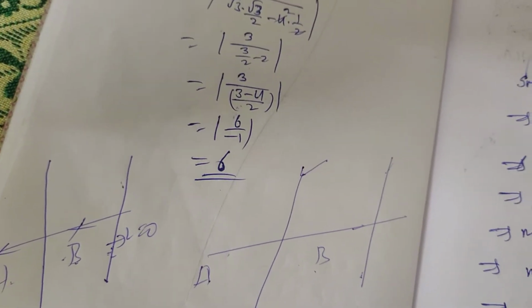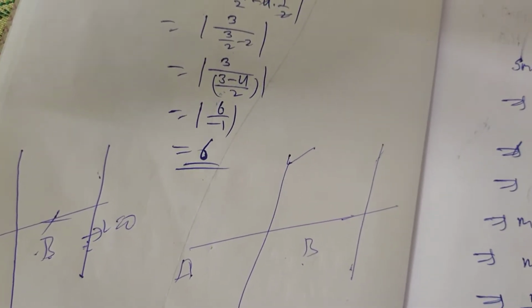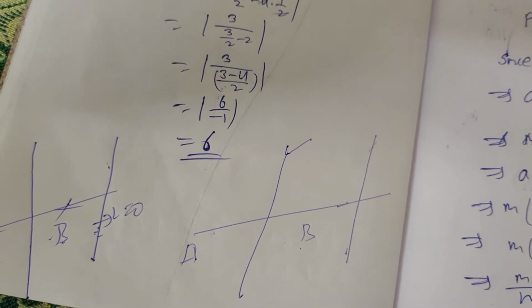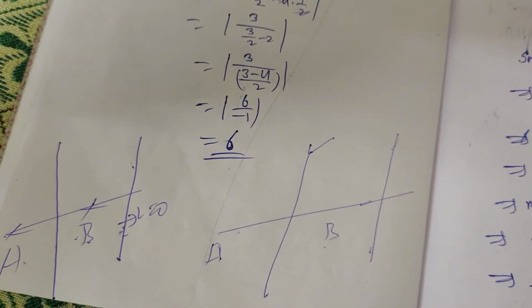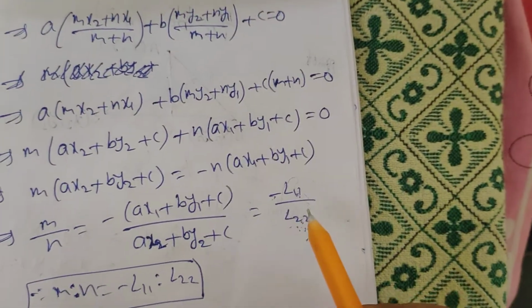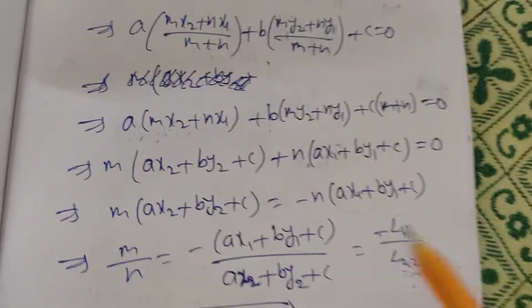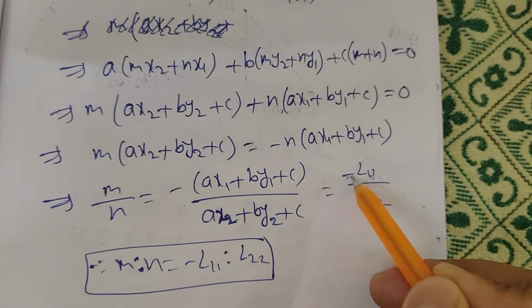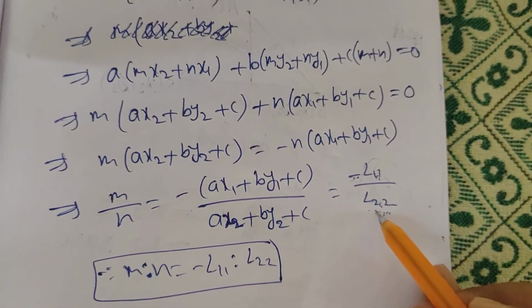When a, b are on opposite sides of L = 0, and when a, b are on the same side of L = 0, there are two possibilities. See here, the ratio we got is minus L1 by L2. Minus L1 by L2 means we already have a minus there, so we have L1 by L2.